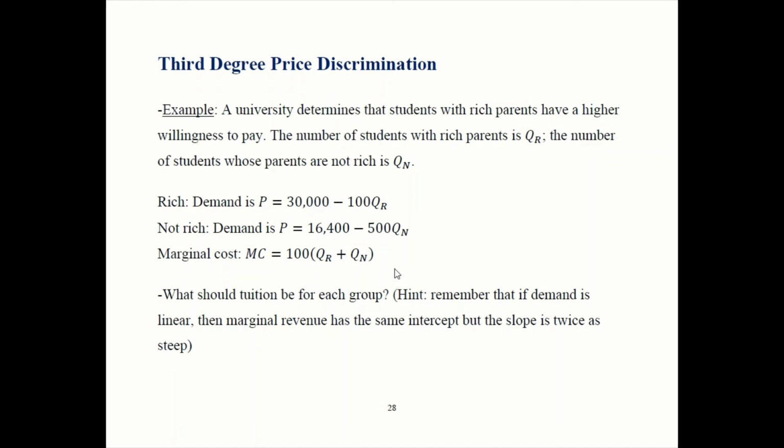So your mission is to find what tuition should the university charge to each group. So we'll treat the university as being a profit maximizing firm. So use the same profit maximizing rule that we typically use. And just to give you a hint, we know that from before I asserted that marginal revenue always has the same intercept as demand, but has double the slope. So go ahead and pause the video here and work through that problem. When you're done, press play.